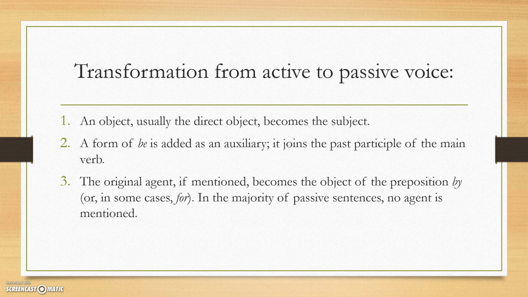Now, how is this transformation from active to passive voice done? First, an object, usually the direct object, becomes the subject. Second, a form of be is added as an auxiliary. It joins the past participle of the main verb. Third, the original agent, if mentioned, becomes the object of the preposition by, or in some cases for, in the majority of passive sentences, if no agent is mentioned.